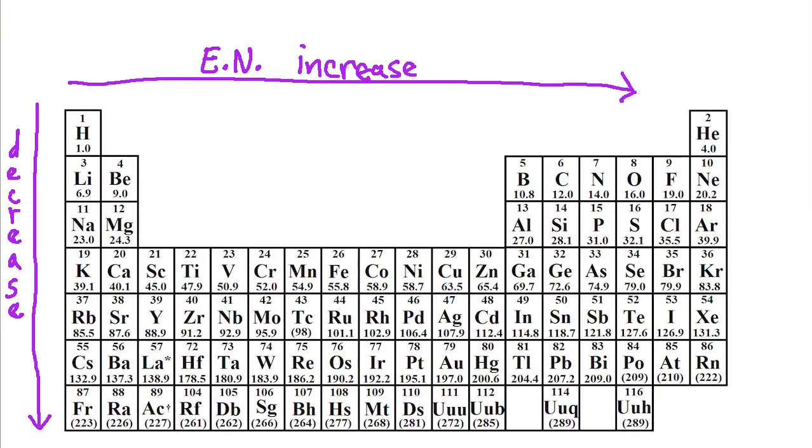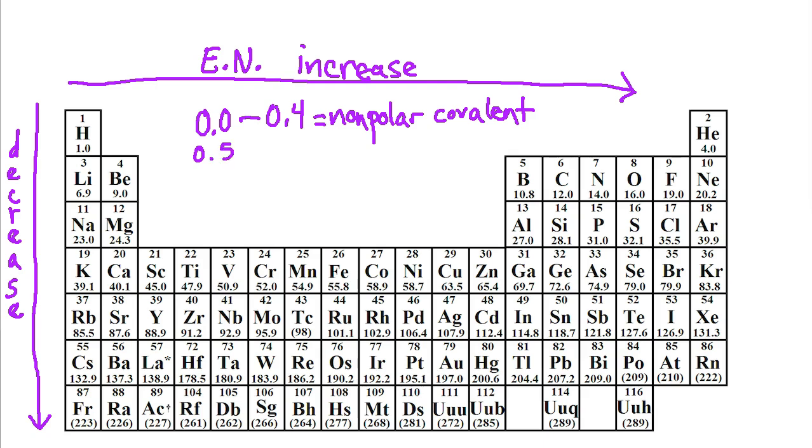But in general, what we're talking about here is that if there's a difference in a bond from 0, meaning the same element is bonded to itself, for instance, oxygen is bonded to another oxygen, all the way up to 0.4, it's going to be ranked as a non-polar covalent bond. So remember, covalent means a sharing of electrons. If we have 0.5 to 1.9 as the difference, then you're looking at a polar covalent bond.